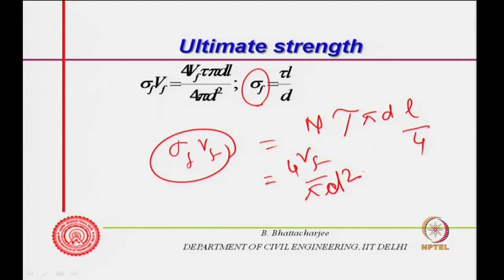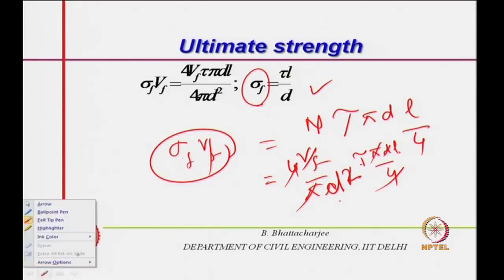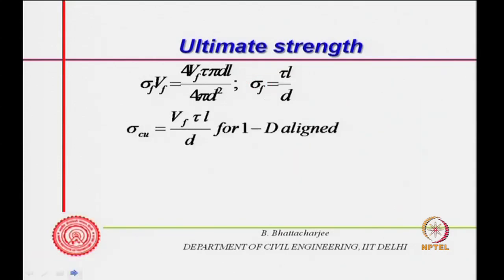So, n can be written like this for the aligned fiber situation, times pi d L by 4. For the aligned fiber situation, the pi will cancel out with this, d will cancel out with this, and V f will cancel out from this side. So, I will be left with sigma f equals tau L divided by d. So, stress at the pull out is this.